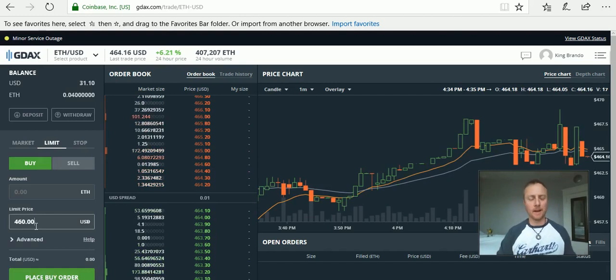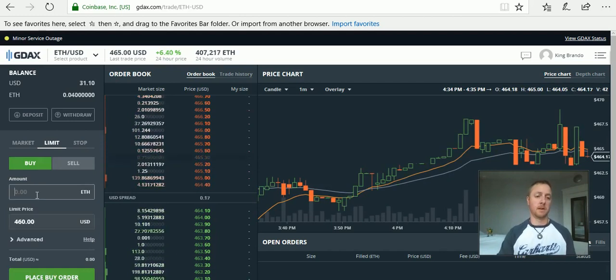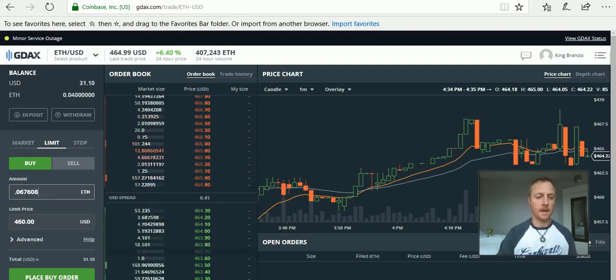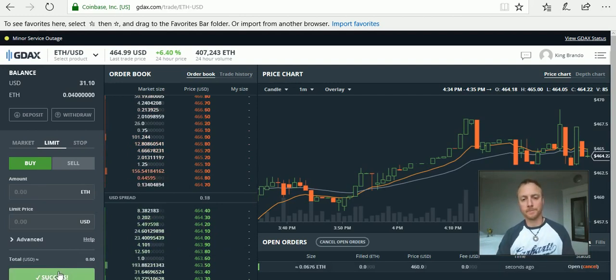Now this is where you might need to break out a calculator. Since I'm a genius and don't need one, that would be 0.067608. That'll work. And then place buy order. Your open order will show up over here.